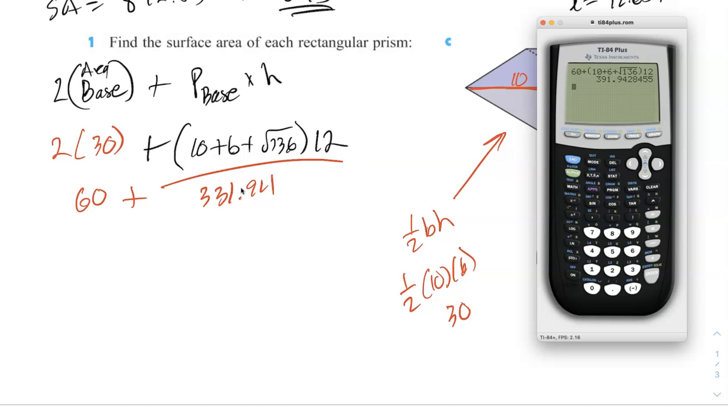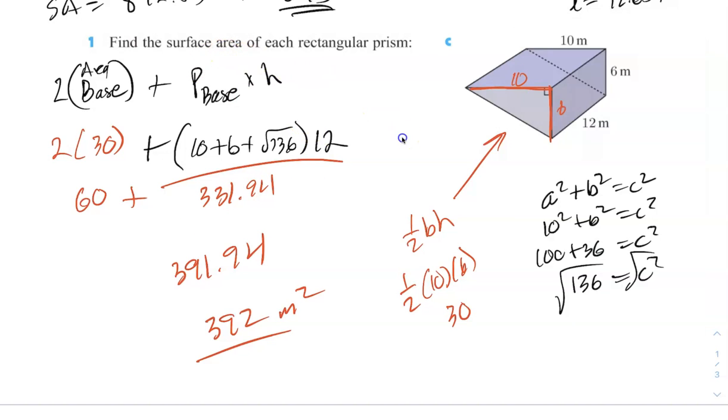331.94, and then add them together, I get 391.94. 3 sig figs, 392 meters squared. It's squared because it's area. Area is always squared. So there we go.